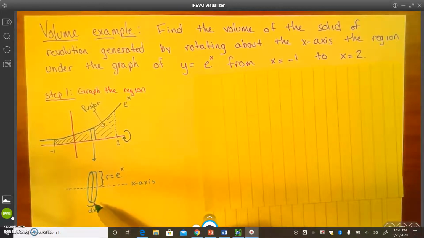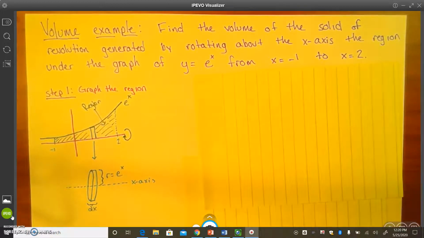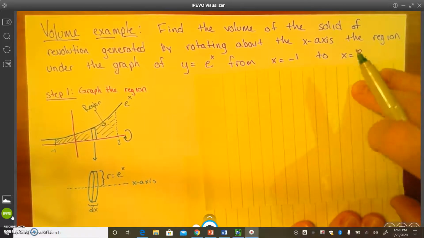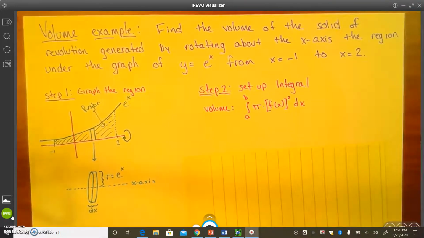The width of this, now I emphasize that the width has some value, but technically it's infinitely thin. So we're just going to call it dx, some change in x. So this gives us a good sense of what to anticipate, what the shape looks like, and what the pieces of everything would need. So the second part, once you have a good grasp of what the region is, what the graph looks like, is you want to set up your integral.